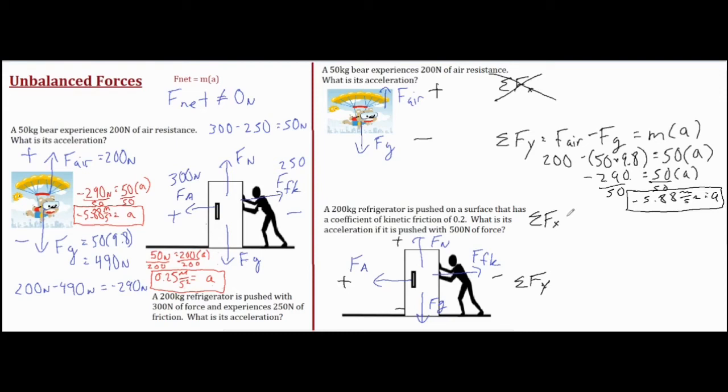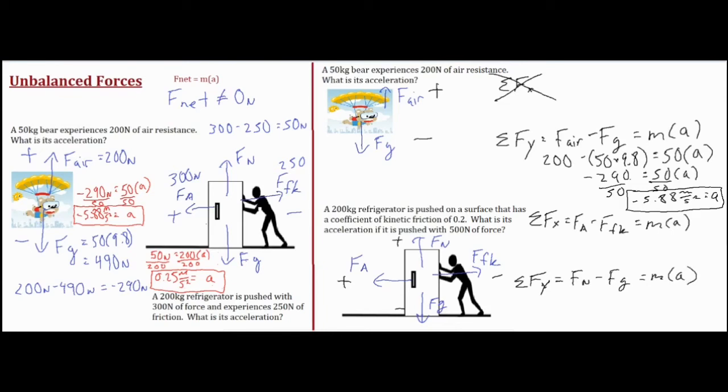So now I'm actually going to have two formulas. You're going to have applied force minus force of kinetic friction, and your net force in that direction equals m times a. And then the same thing over here, except with our vertical forces, Fn minus Fg, and that equals m times a.